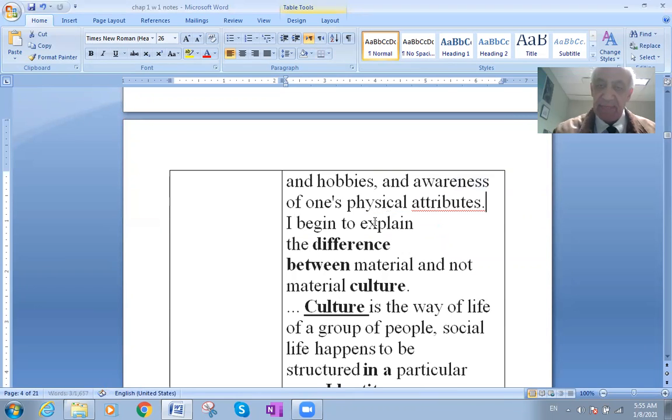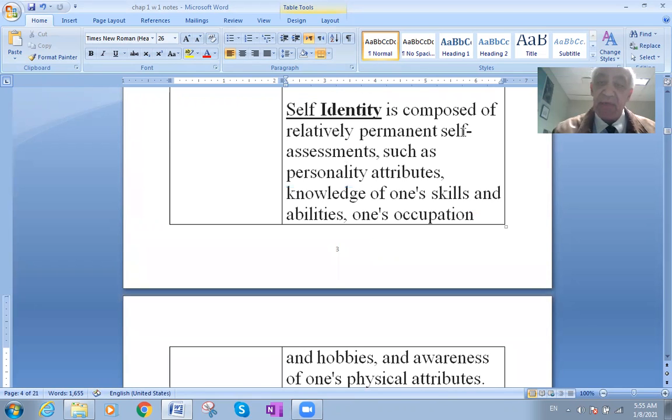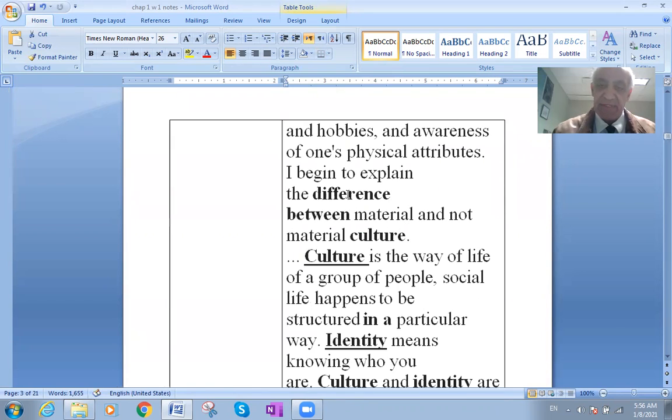At the same time, I began to explain the differences between material and non-material culture. So now we will explain what is the material culture and what is the non-material culture. So the self-identity includes all this: your occupation, your personality, your attributes, your attitudes, your knowledge, your values, your skills. All this is self-identity. Okay.